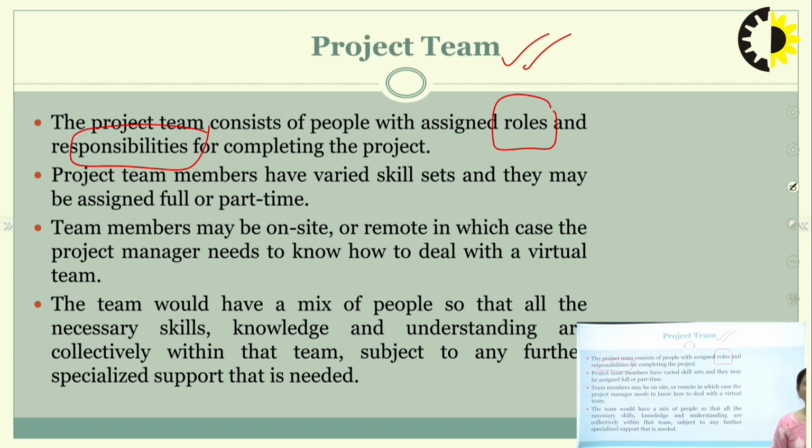It is not always possible that you'll have a team sitting in front of you. So, remote locations can also be possible. Your project management should have the proper ability with the help of which you'll be able to deal with the virtual team as well, the people who are not sitting in front of you or are sitting at far global locations. The team would have a mix of people so that all the necessary skills, knowledge and understanding are collectively within that team, subject to any further specialized support that is needed.